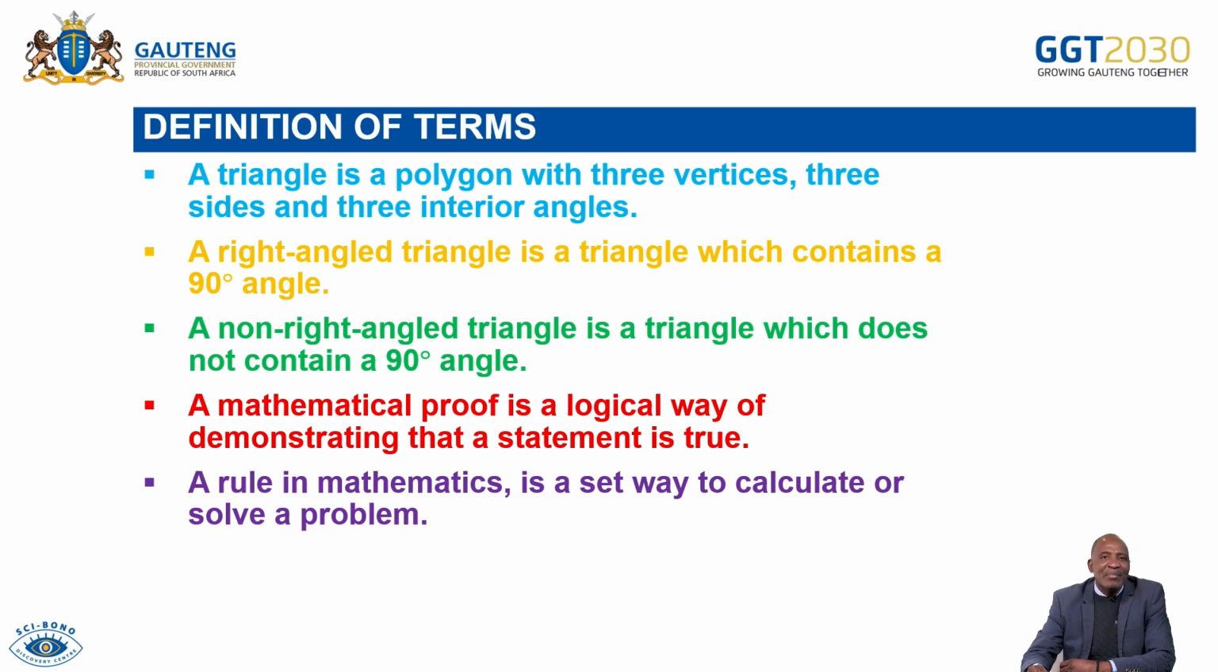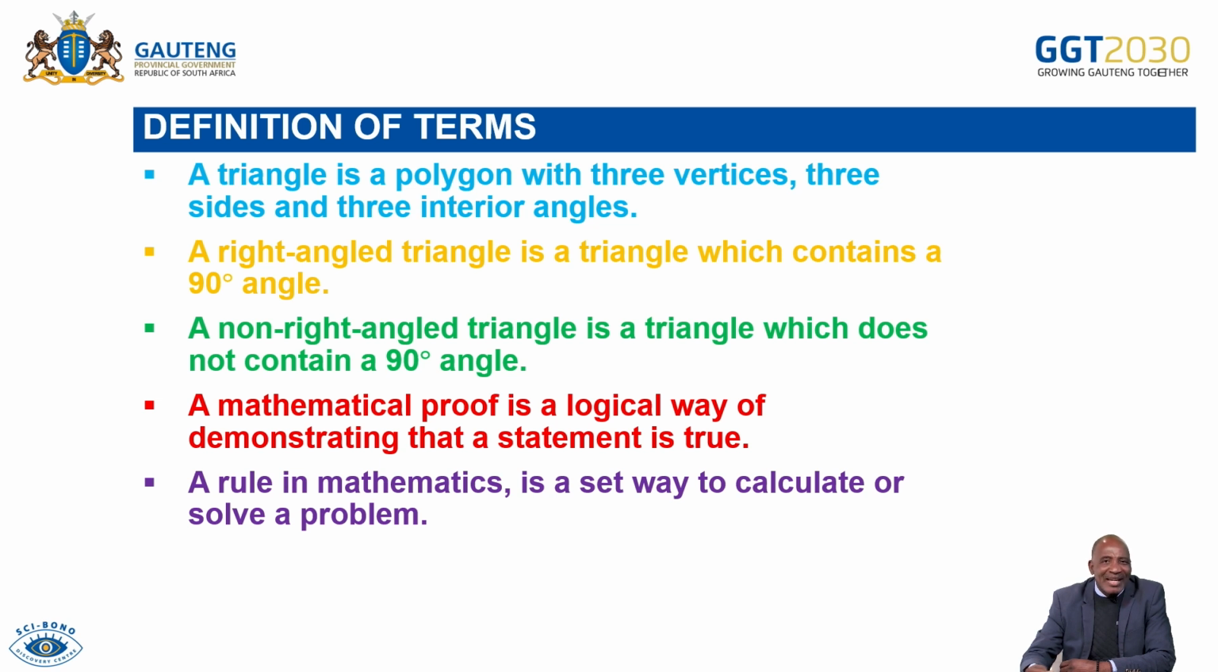Then we have mathematical proofs. A mathematical proof is a logical way of demonstrating that a given statement is true. For example, prove that the sum of the interior angles of a triangle is 180. That's just a statement which can be proven, then it will eventually become a theorem. Then a rule in mathematics is a set way to calculate or solve a problem. It is a set way or a prescribed way of doing something. That's what a rule is all about.